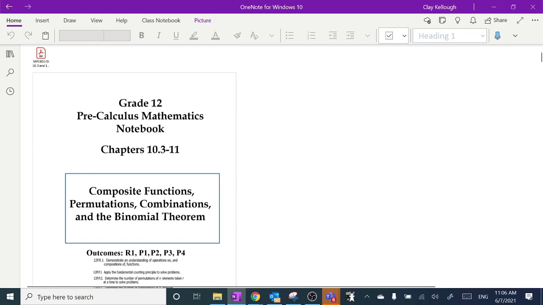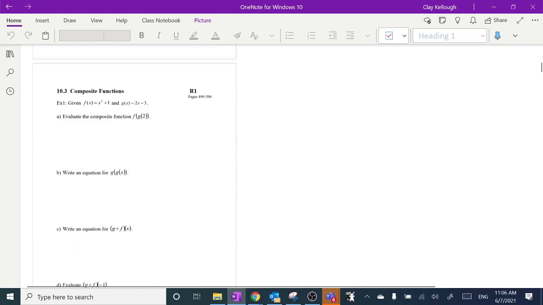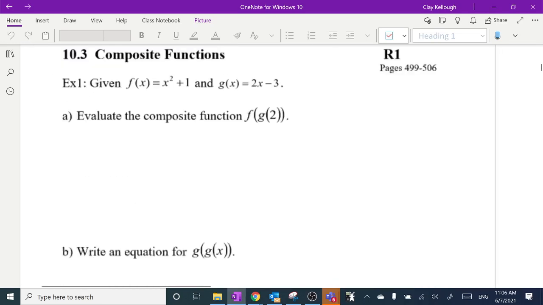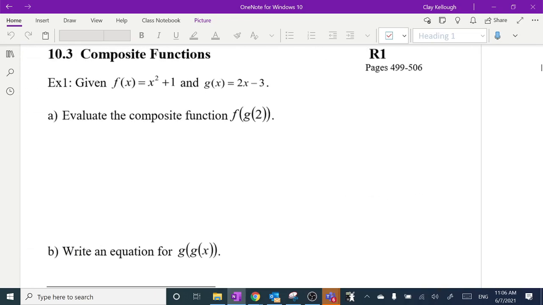There we go. The very beginning of the booklet, go to 10.3. And let's talk about composite functions. First of all, did any of you guys have me in grade 10? I think some of you might have, right?